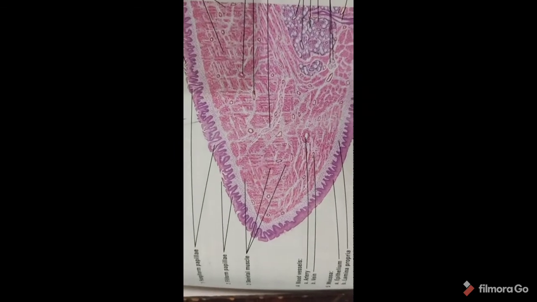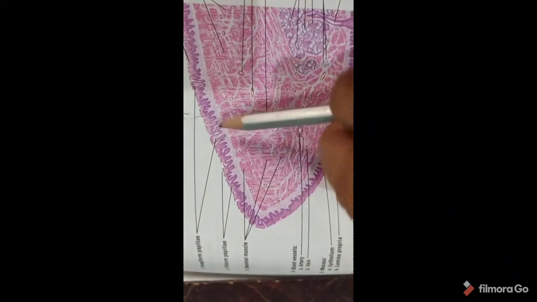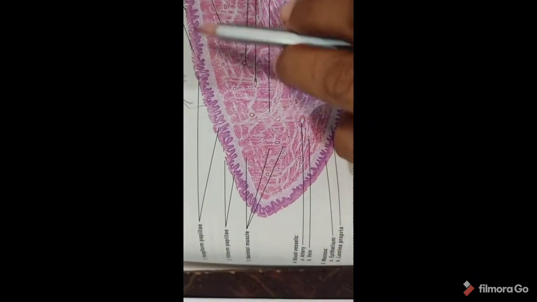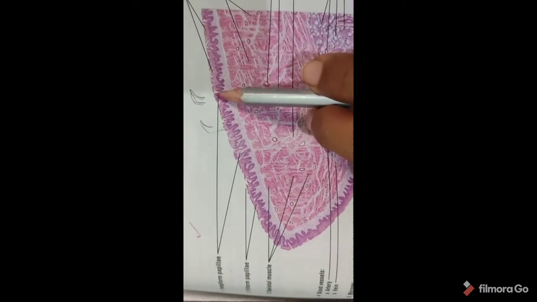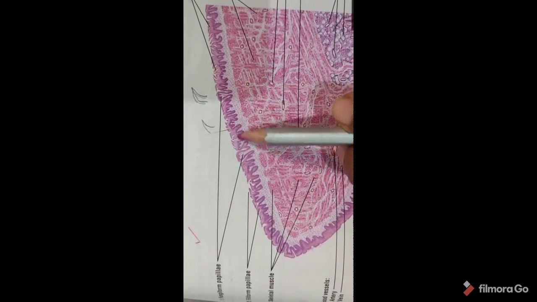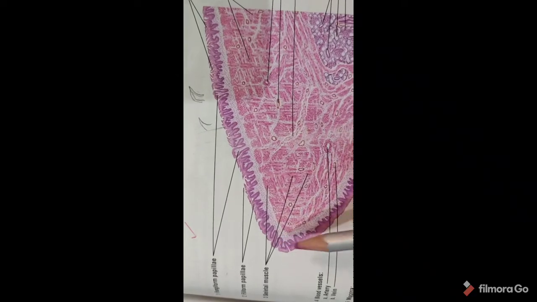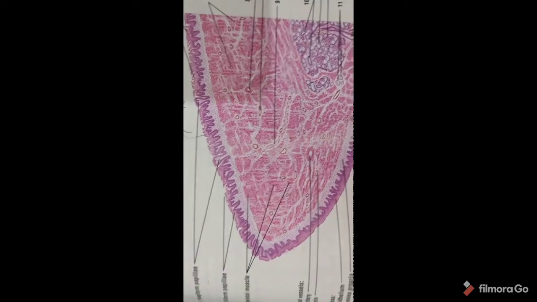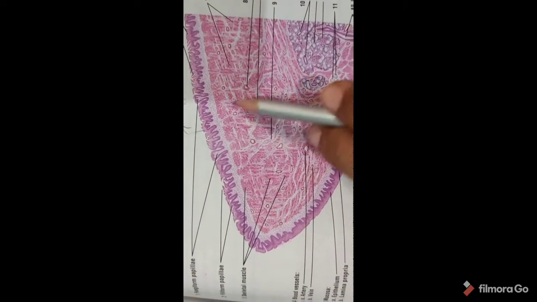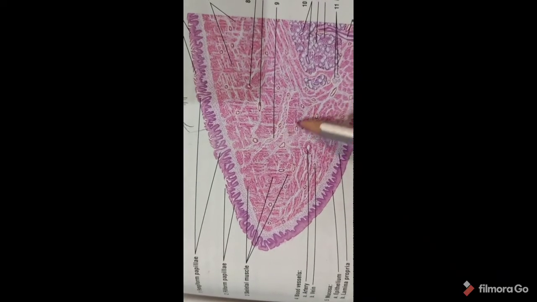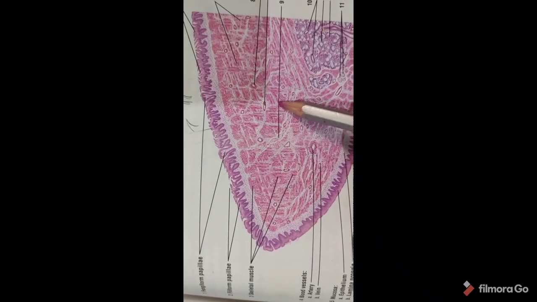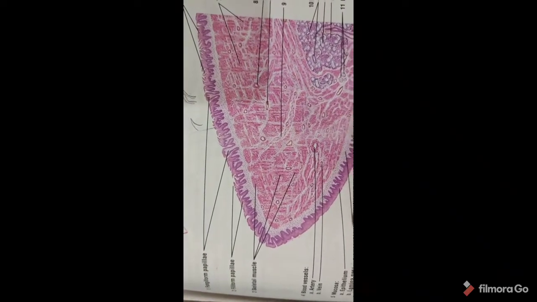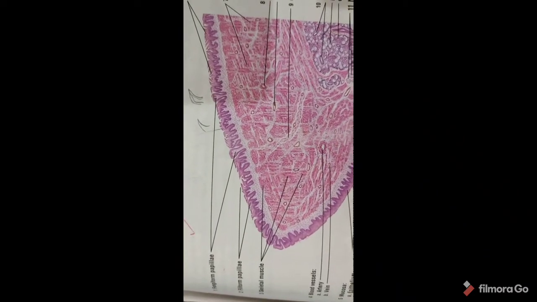So in order to draw the histological section of the tongue, first of all we will draw the dorsal surface and then the ventral surface. First of all we will draw the mucosa, and then we will fill the inner core with the skeletal muscles and the connective tissue.